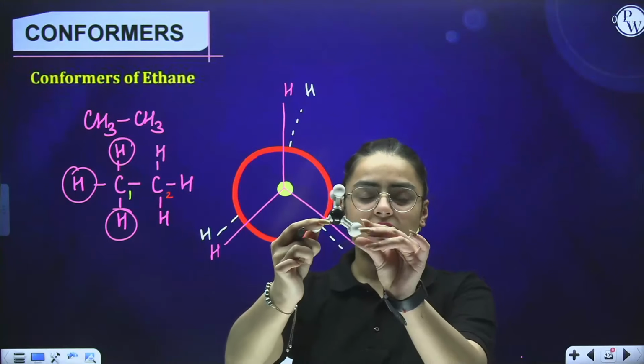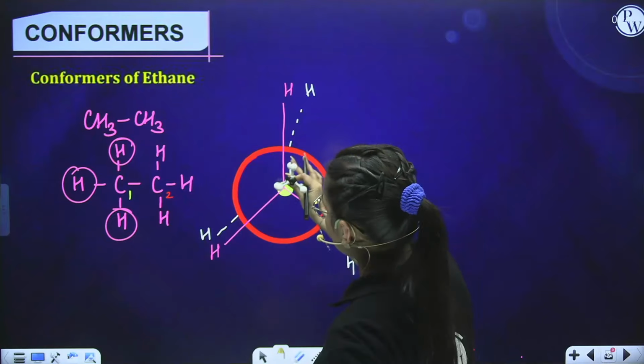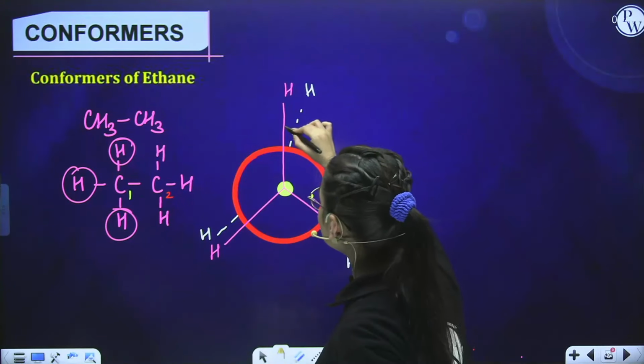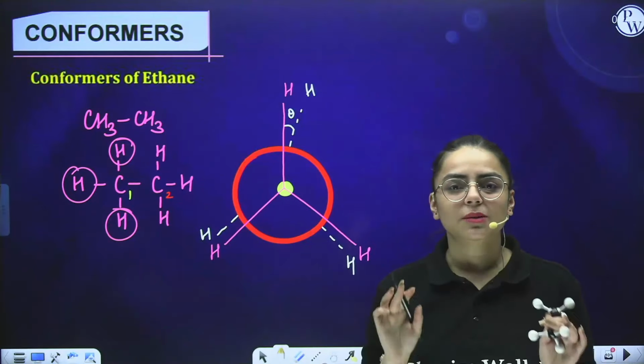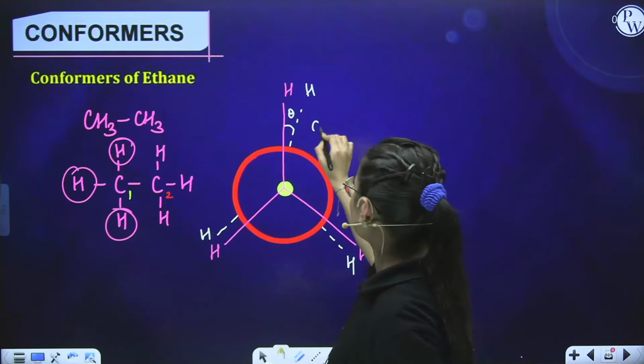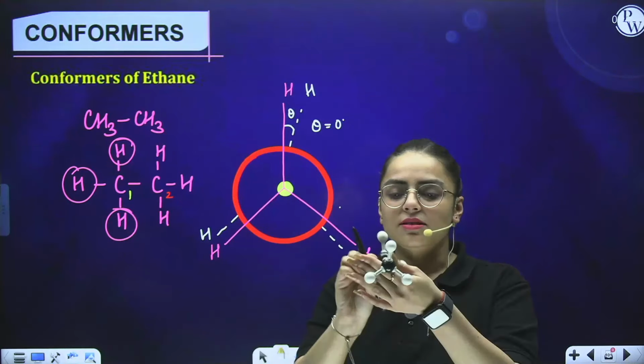See, this is the front view which you have seen like this. Here you can see there is an angle between them. This is the dihedral angle, which is represented by theta. Here theta is equal to 0 degree. Why 0 degree? It is 0 degree like this.